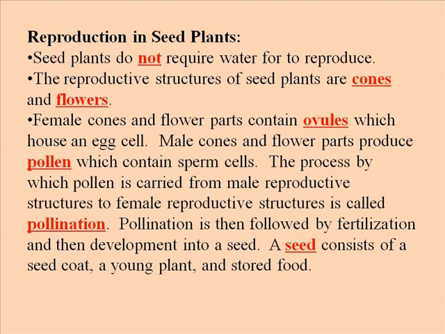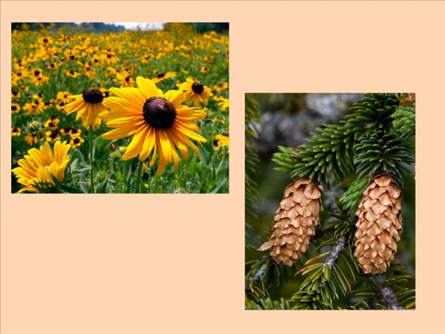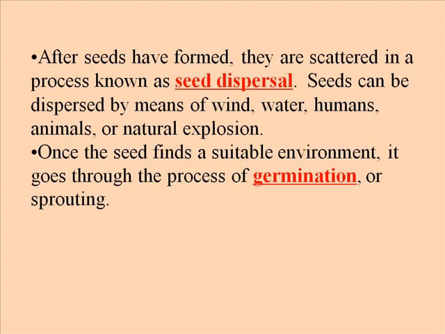The seed has 3 parts. It will have a seed coat on the outside to protect it, and inside it'll have a little baby plant, and it will have some stored food. That little baby plant will need the stored food until the seed opens, and then the little plant can do photosynthesis on its own. Here are the reproductive structures of a couple plants. Up in the top left, the flower is the reproductive structure, and in the bottom right, the cone is the reproductive structure.